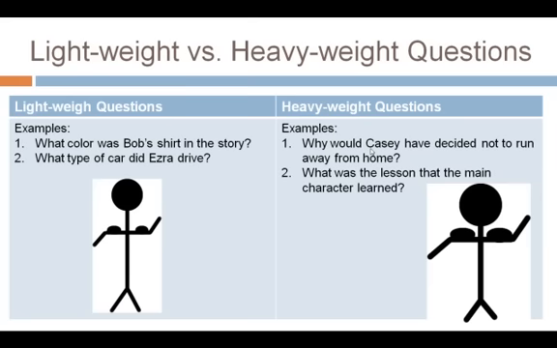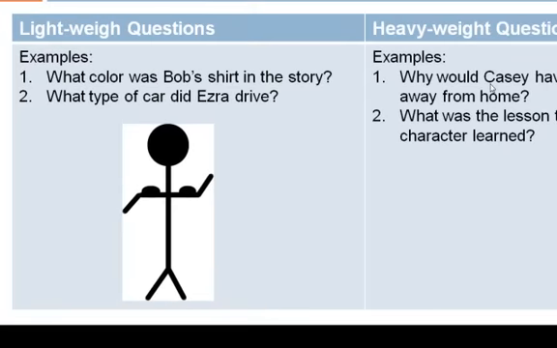Lightweight versus heavyweight questions. If you look on the left, you see the lightweight questions. A lightweight question is something that you can find directly in the text. The author gives you the answer. It's not something you really have to think about. You could look back and find it in the reading. So an example would be, what color was Bob's shirt in the story? That would be something the author directly gave us, such as Bob's shirt was red in a description. Or what type of car did Ezra drive? We don't have to think very hard about that.